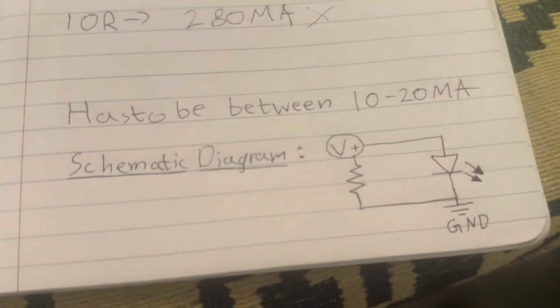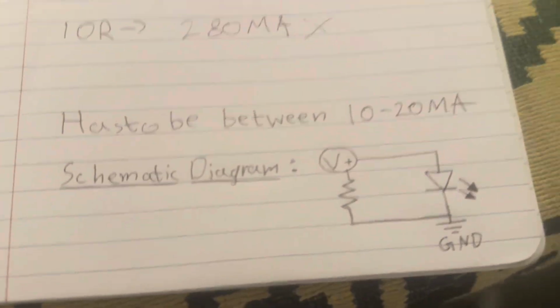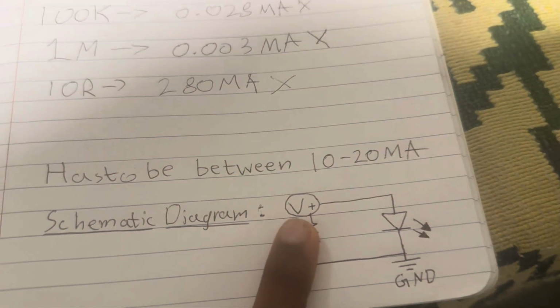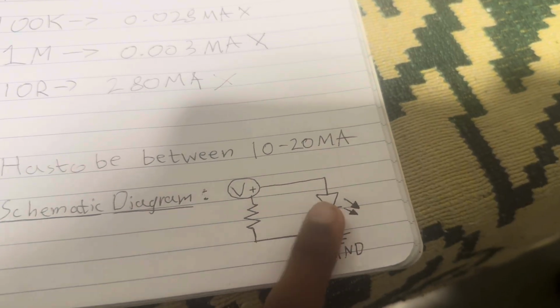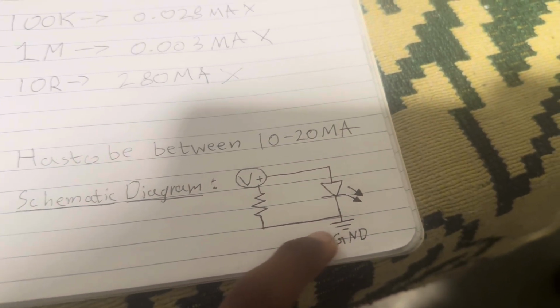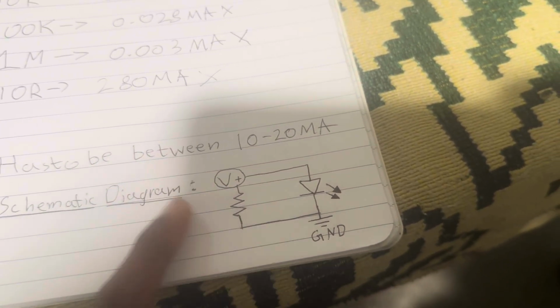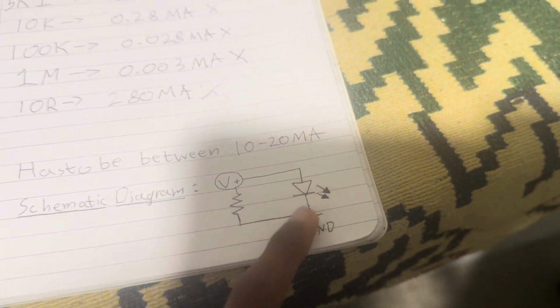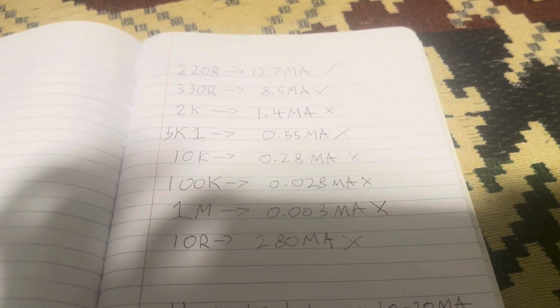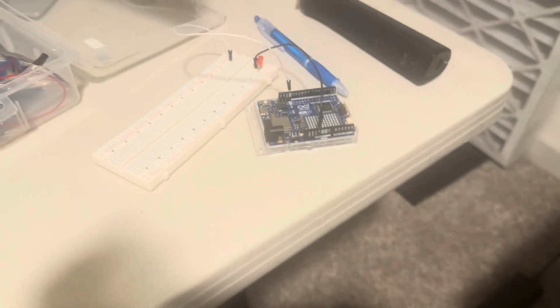Now let's look at a schematic diagram. This is kind of like a diagram of what we're going to be building. That is our energy source. It goes to the LED, which then goes to ground. Now it does pass through a resistor, slowing it down, and it's kind of just going again in a loop. So let's go ahead and move on to the LED.